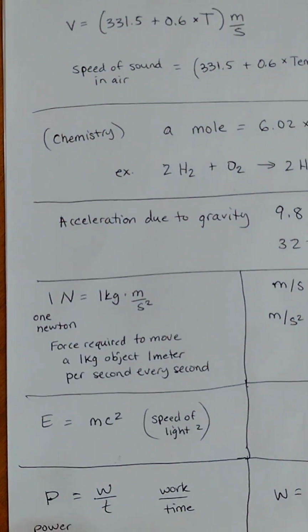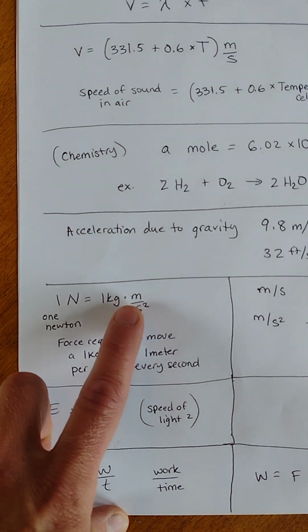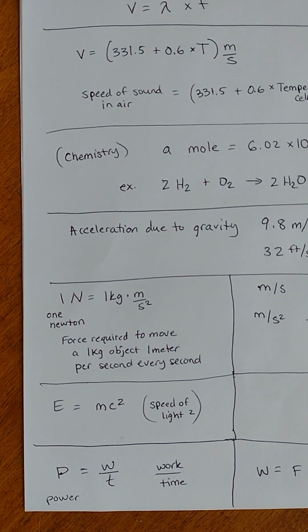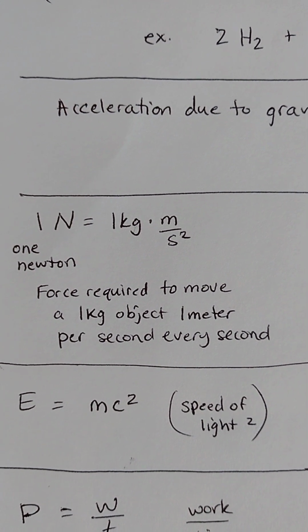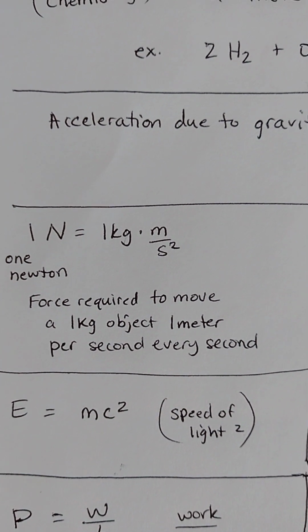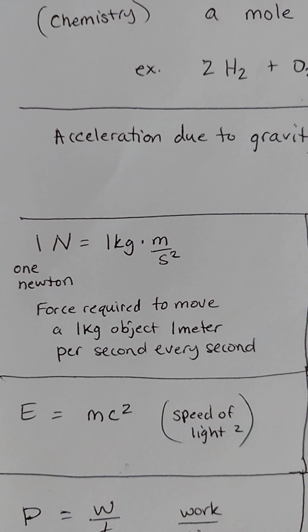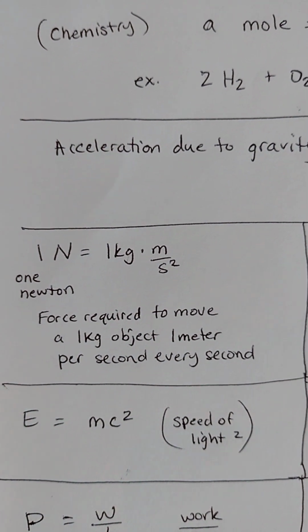The next one is the Newton. So 1 Newton equals 1 kilogram times meters per second squared. This basically means it's the force required to move a 1 kilogram object 1 meter per second every second. So like a pineapple is about a kilogram, a 1 kilogram object, moving that 1 meter per second every second.